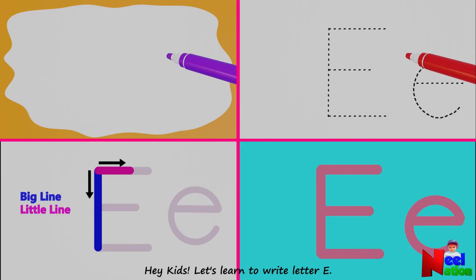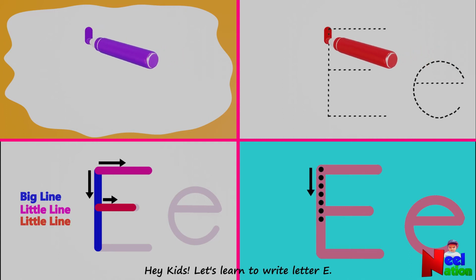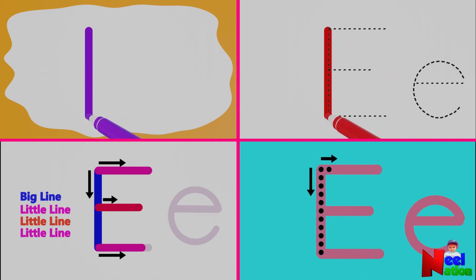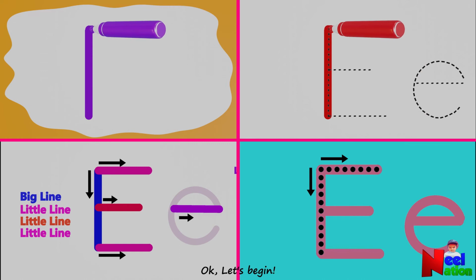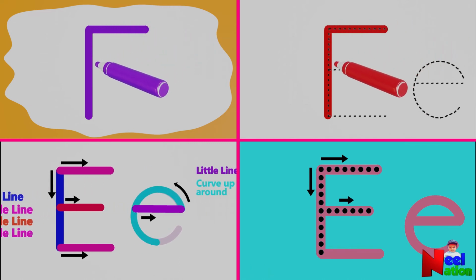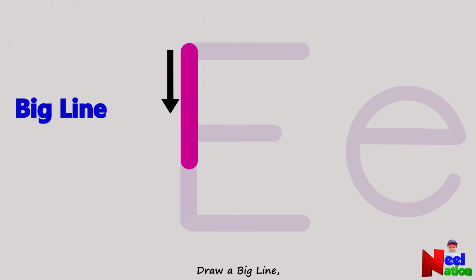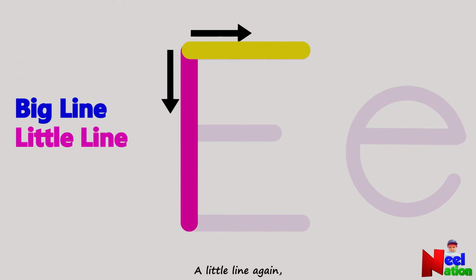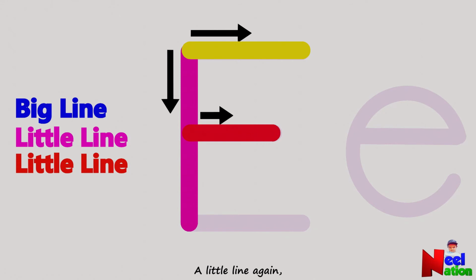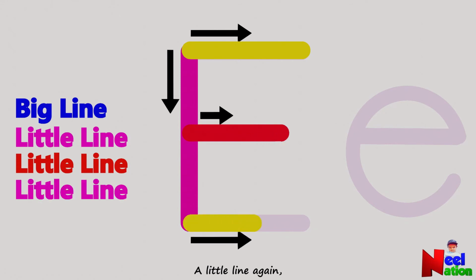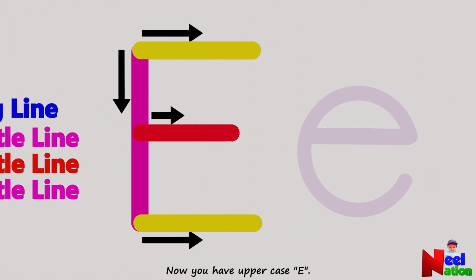Hey kids, let's learn to write letter E. Okay, let's begin. Draw a big line, then a little line, again, a little line again. Now you have uppercase E.